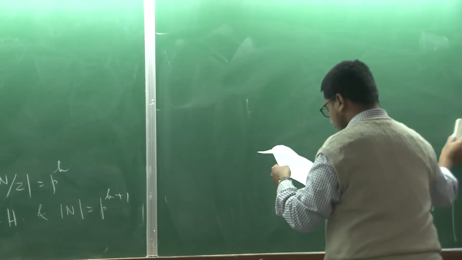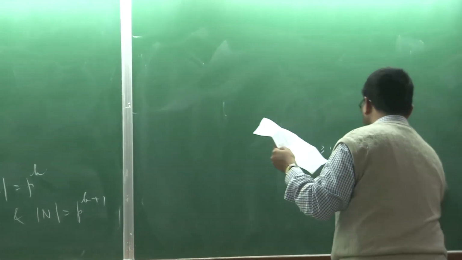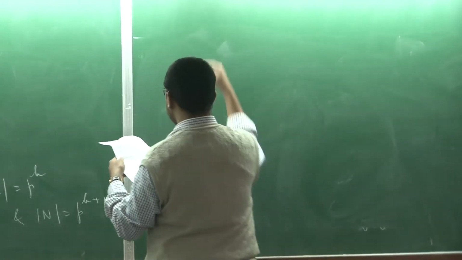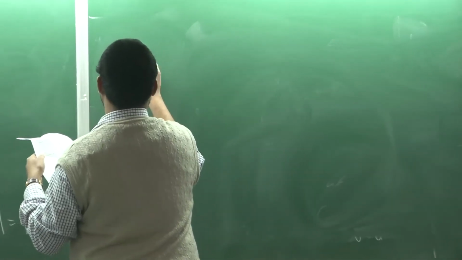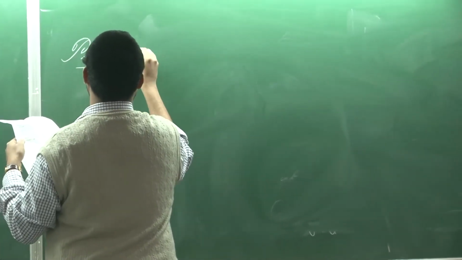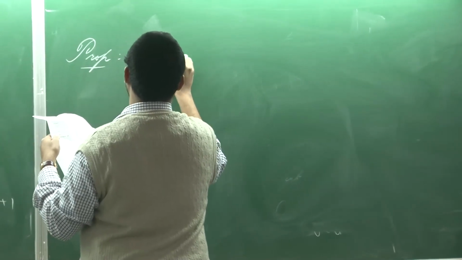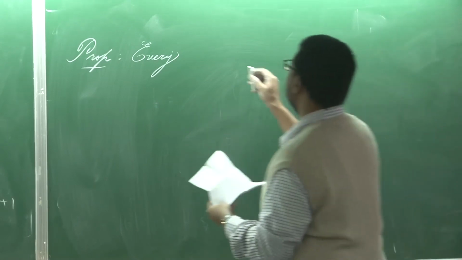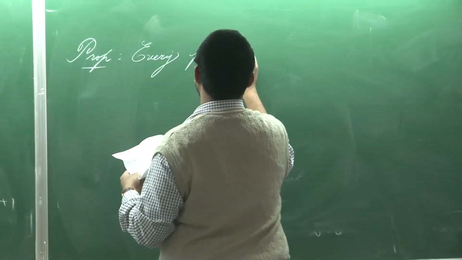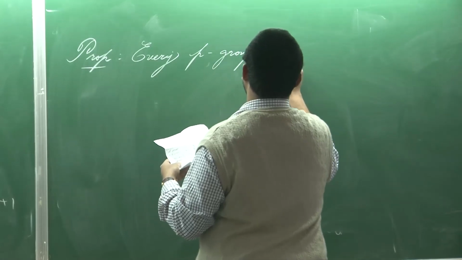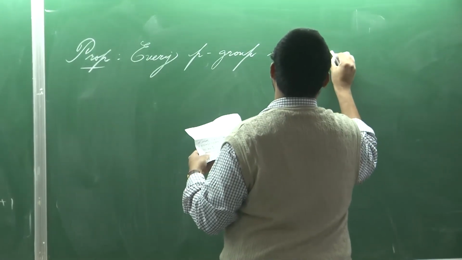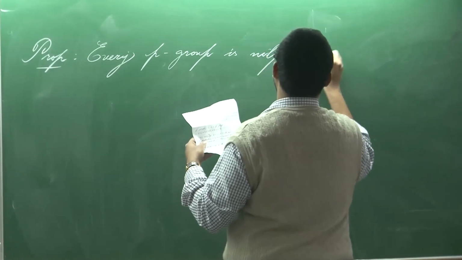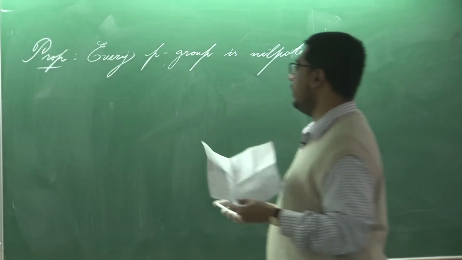In the next lecture, I will continue from that. So, I say that, as a corollary, I think we can make it a proposition: every p group is nilpotent. Every p group is nilpotent. How to show that? That is easy. The way to show this is very simple.